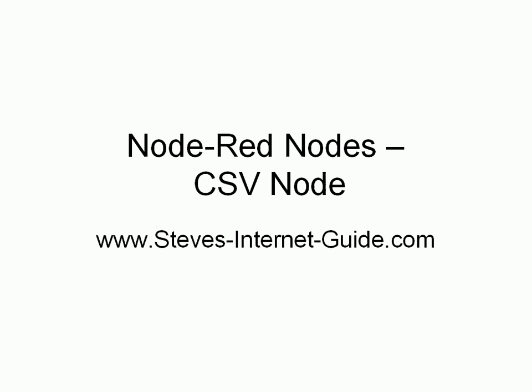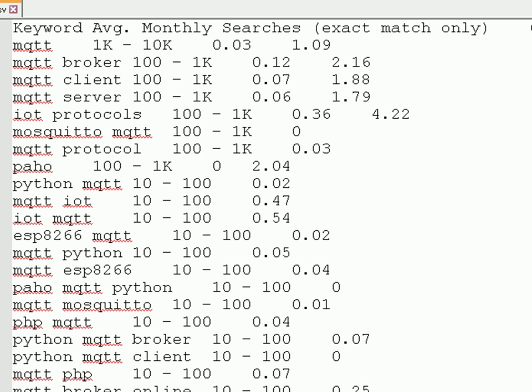In this video, I want to take a look at another popular node, the CSV node. CSV stands for Comma Separated Values, and this node will take a JavaScript object and convert it into comma separated values, which you can save to a file, and it will do vice versa. It will take a CSV value, usually taken from a file, and convert it into a JavaScript object. Before we take a look at the actual flow, I want to show you a CSV file.